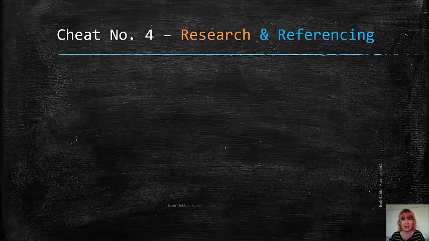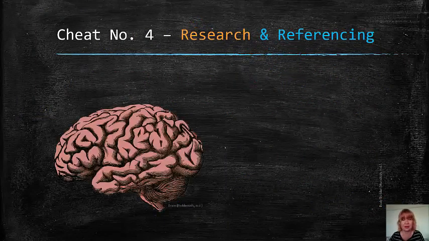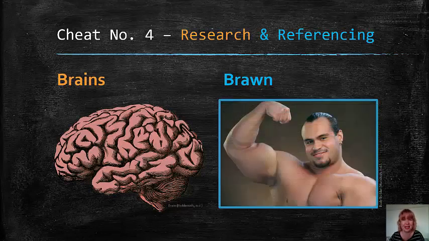Cheat number 4 is the research and referencing. So research is the brains. It shows all the different things that you've read, all the different ideas and information that you've read before presenting and writing your work. While the brawn, or the referencing, is the muscles. It backs up the statements that you've made and provides strength to your work.